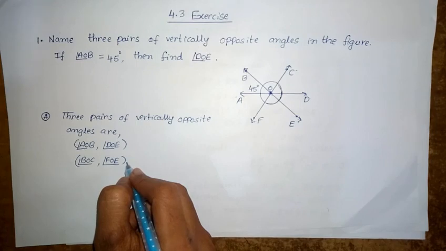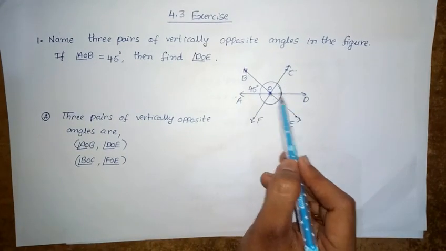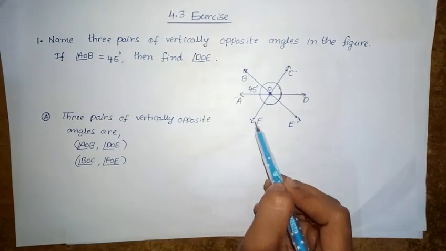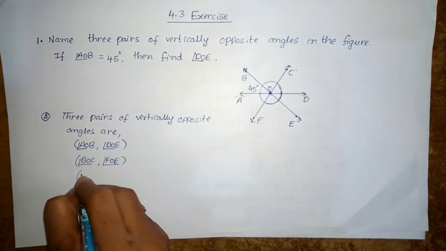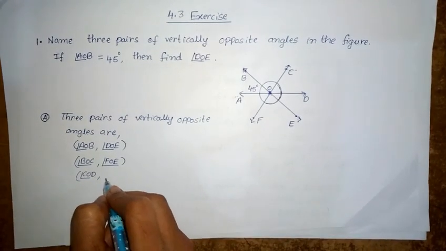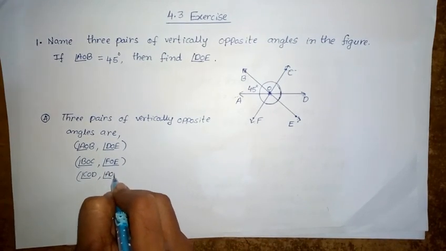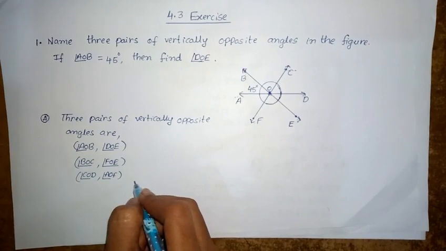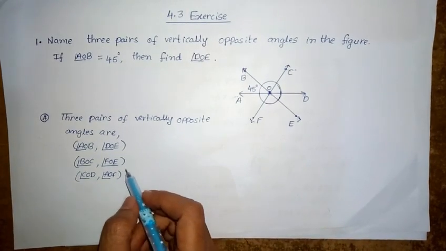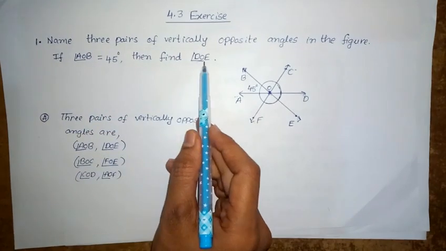Next, the third pair of vertically opposite angles is angle COD, the vertically opposite angle is angle AOF. So these three are vertically opposite angles. So in the problem it is given angle AOB is equal to 45, then find angle DOE.